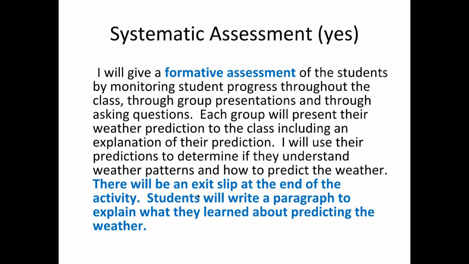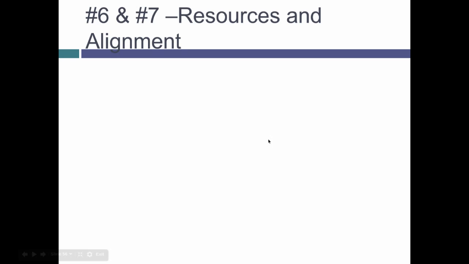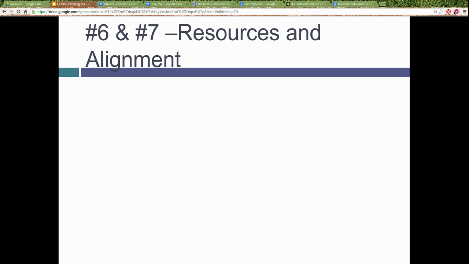Students will write a paragraph to explain what they learned about predicting the weather. This is a much better assessment system plan because it is closely aligned and it is much more specific about what students will have to do and why they'll have to do it. So we're now looking at number 6 and 7, the resources and the alignment.